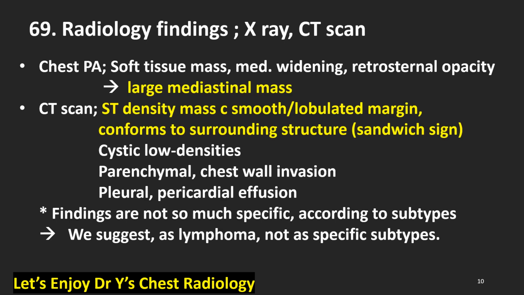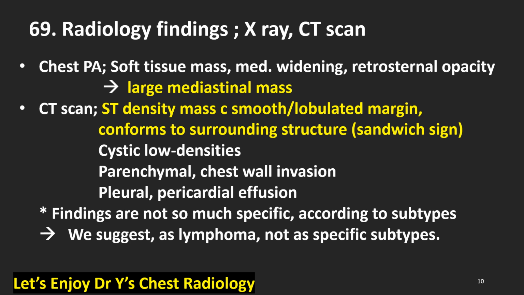The most important slide is this: X-ray or CAT scan findings of thoracic malignant lymphoma. First, chest PA: soft tissue mass, mediastinal widening, or retrosternal opacity. It means large mediastinal mass. On CAT scan, soft tissue density mass with smooth or lobulated margin, conforms to surrounding structures.